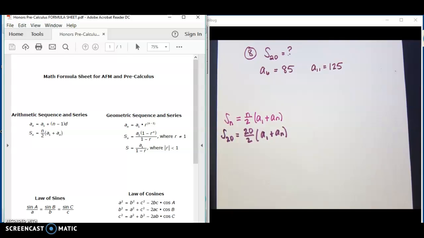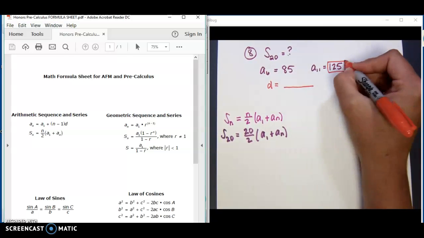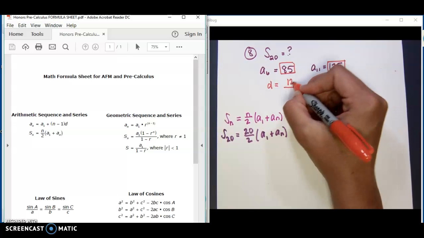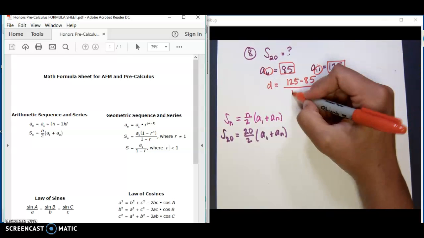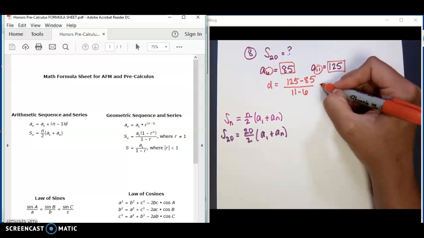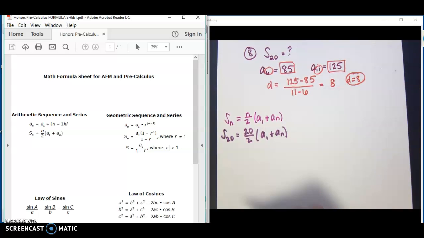So we're going to do this like we did the problems earlier today. So we're going to find the common difference first. And to find the common difference, I'm going to do 125 minus the 85, and then 11 minus 6. So that will give us 8. So the common difference here is going to be 8. Normally after the common difference, we would find the first term. Well, we do need the first term. So we're going to find the first term.